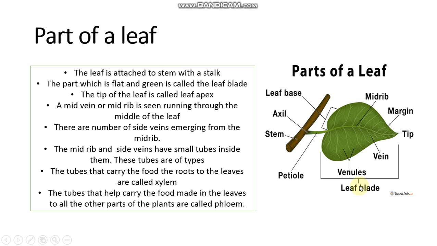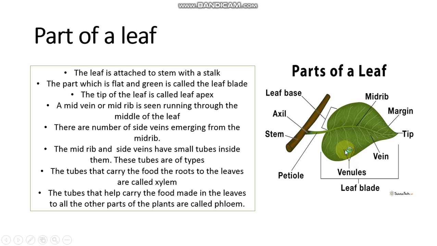From here to here, we call this a leaf blade. What do you call it? Leaf blade. And here, this one, we call it a mid-rib. What do you call it? Mid-rib. This is a mid-rib. In this mid-rib, you have many side veins. These are called veins. Okay, students. These are veins. And this is a margin.